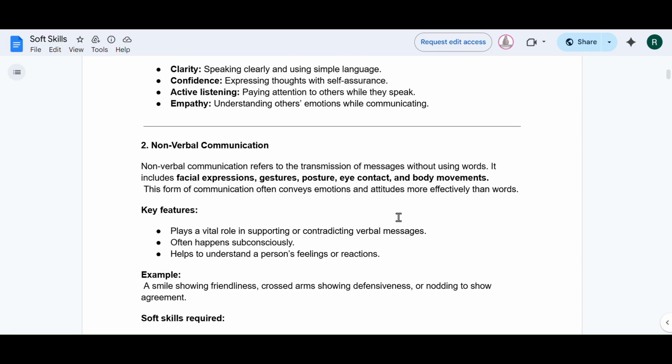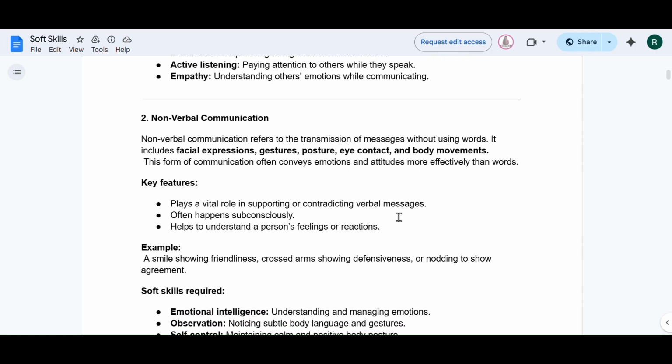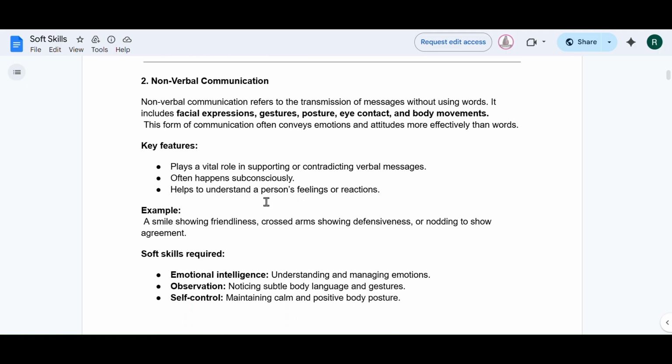And non-verbal communication. Non-verbal communication refers to transmission of messages without using words. Means without using words, we need to convey something. For example, nodding the head instead of saying okay, giving a smile for a thank you. For example, facial expressions, gestures, postures, eye contact, and body movements. All these are included in non-verbal communication.